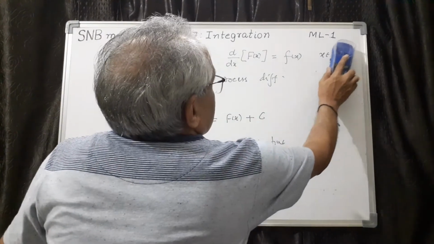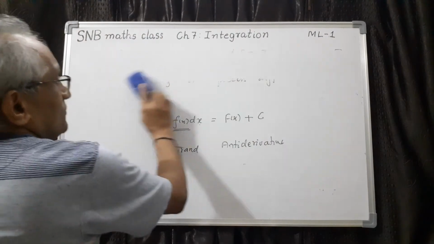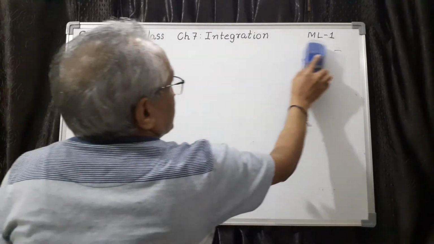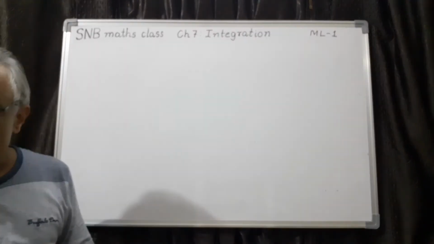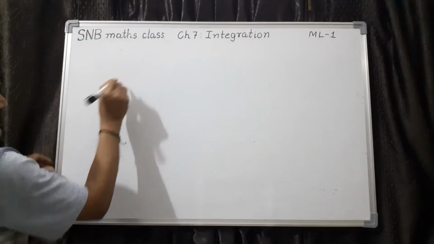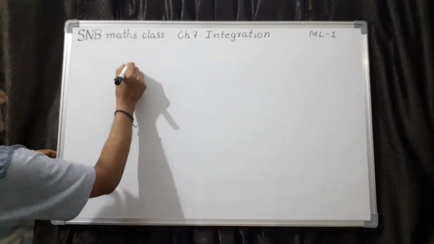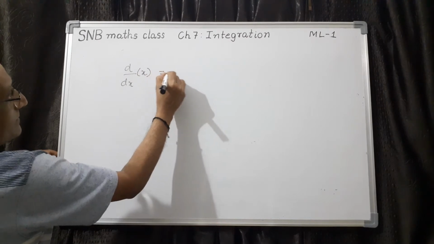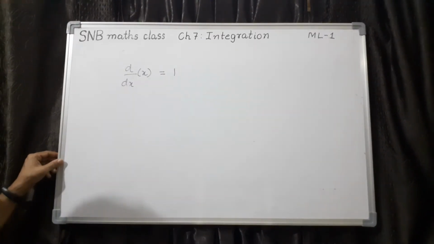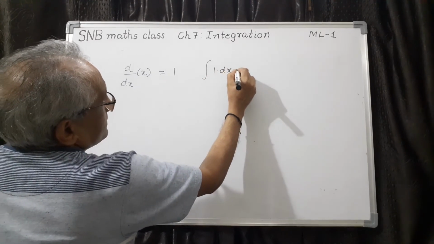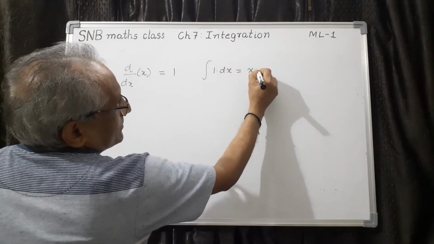Now the next concept is we have to derive the formula, but before that let me take a few examples to make ourselves familiar with this concept. Let us say, for example, d by dx of x, suppose I take, this is 1. So definitely integration of 1 dx will be x, but what I have to do is I have to add c.